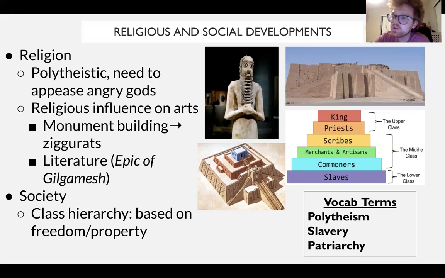We have merchants and artisans, people who have a specialized trade. Then there's farmers, then there's slaves on the bottom. So it's a very class-based society, but it's also a very gendered society. We are going to see strict gender roles that are starting to emerge.